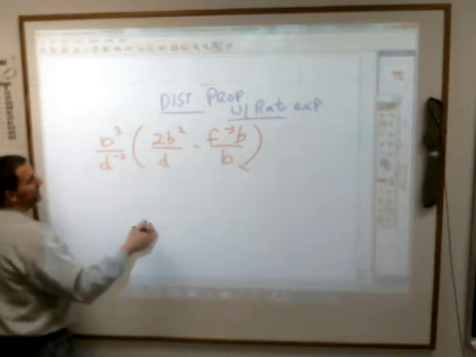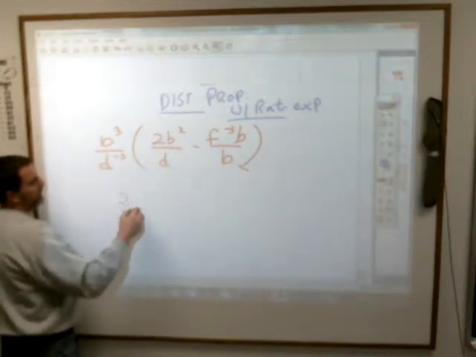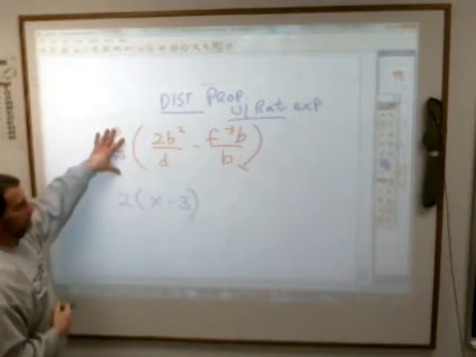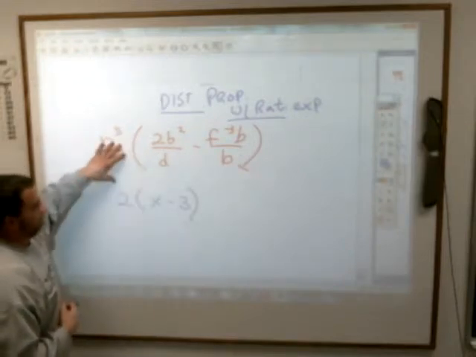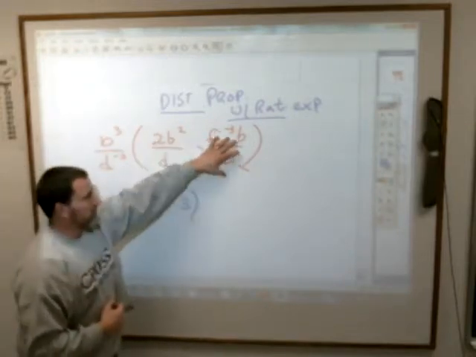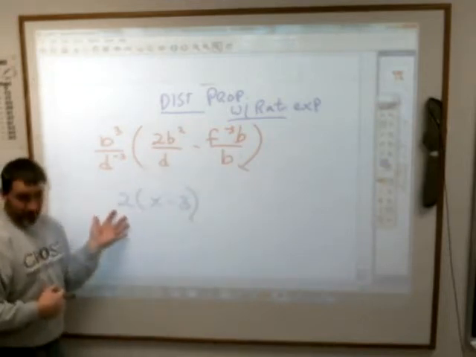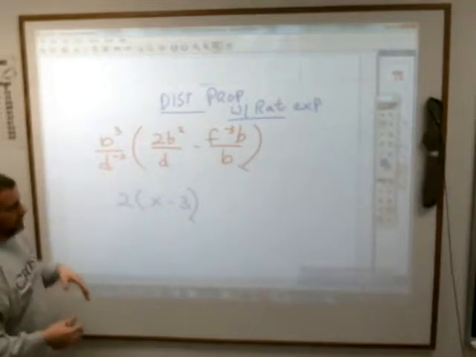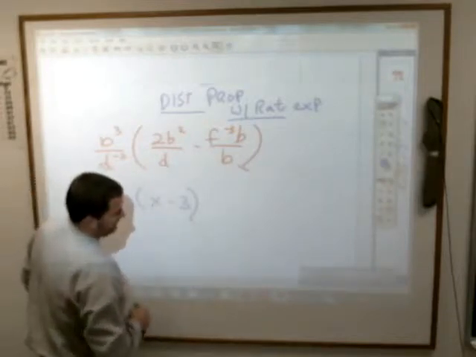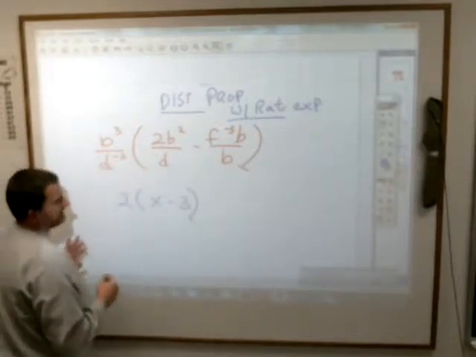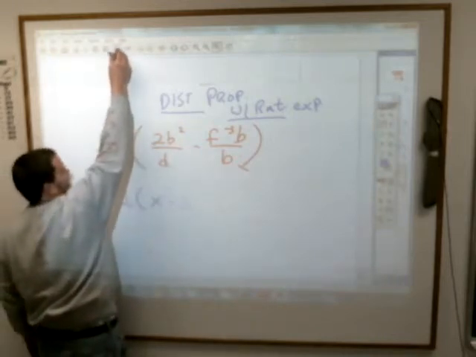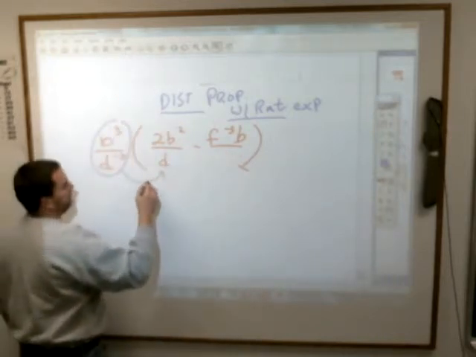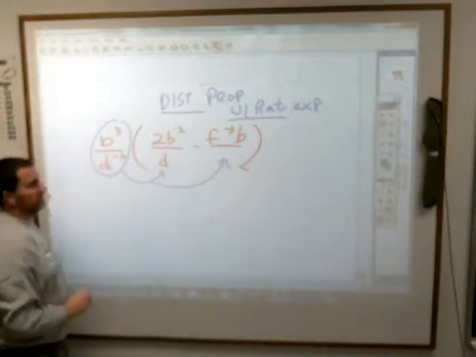Well, if I had a problem like this that just said 2 times x minus 3, because that's all this is, a number, rational as it would be, times a parenthesis, how would I simplify this? How do you solve this? Distributive property, you just take this times both of those things. That is the exact same thing that you're going to do here. You are going to take this and multiply it by both of these and get your answer.